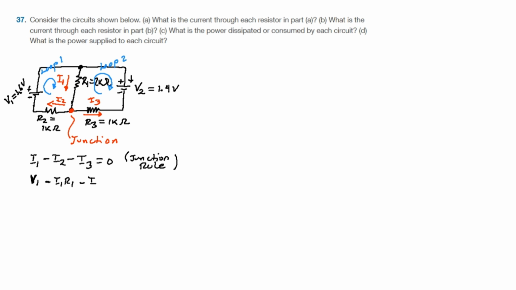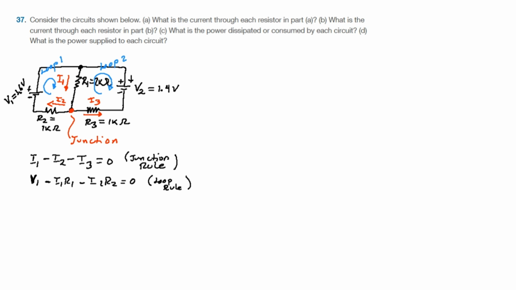And that is equal to 0. Loop rule, right, for loop number 1. Now, I'm going to do the same for loop number 2. If I apply now my loop rule like this, look at this. I will go to V2 from positive to negative.